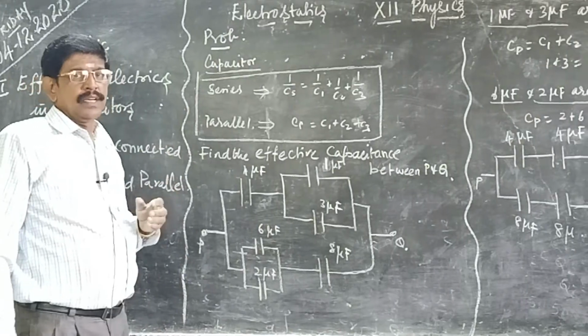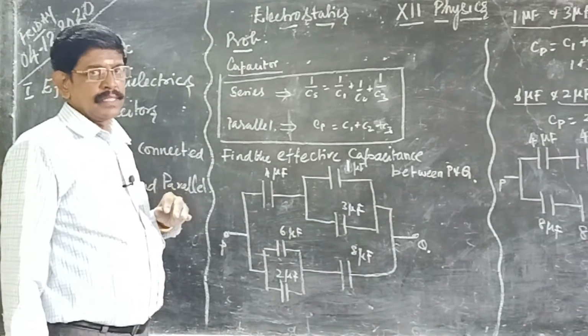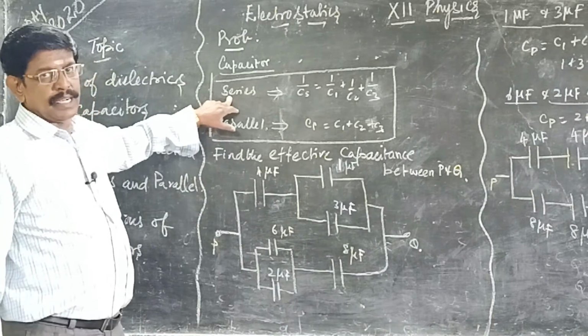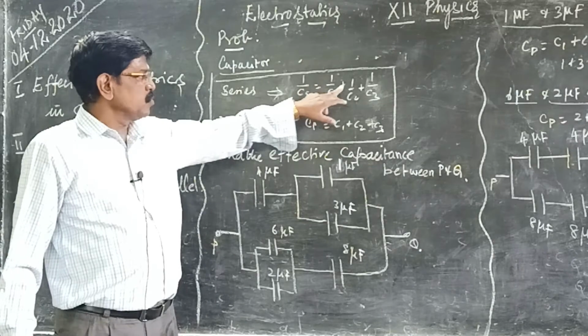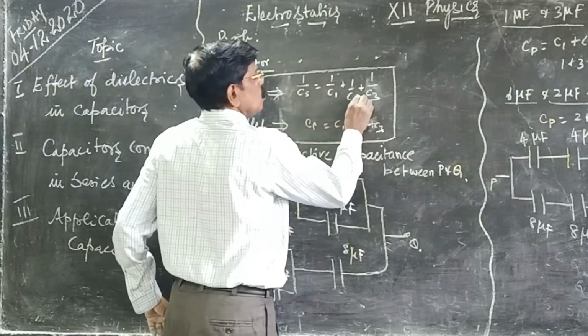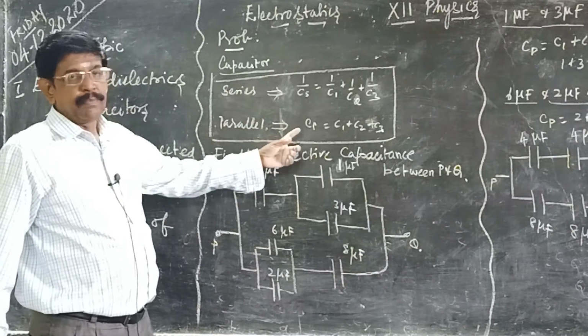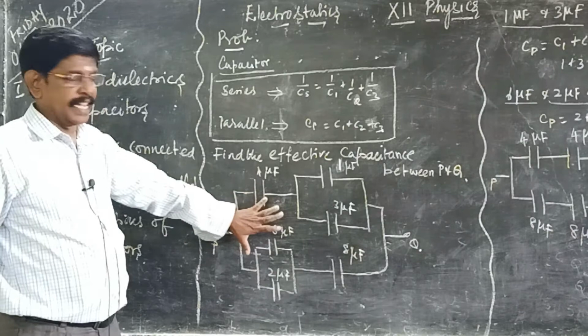Now let us see a very simple problem regarding the combinations of capacitors. In series, what is the formula? 1 by CS equal to 1 by C1 plus 1 by C2 plus 1 by C3. In the case of parallel, CP equal to C1 plus C2 plus C3. Here is the diagram.